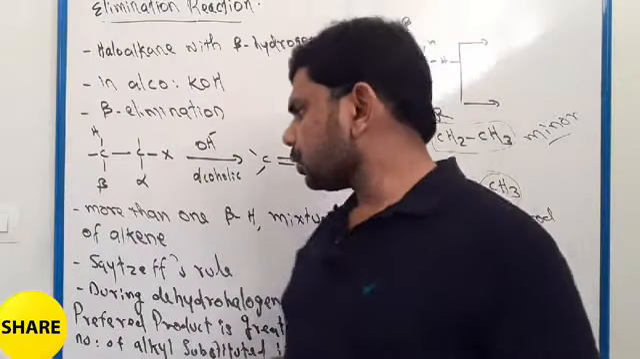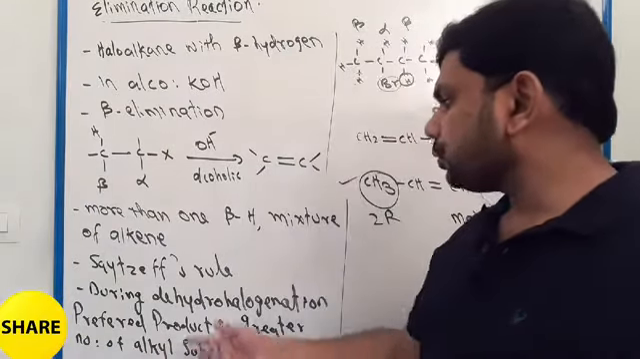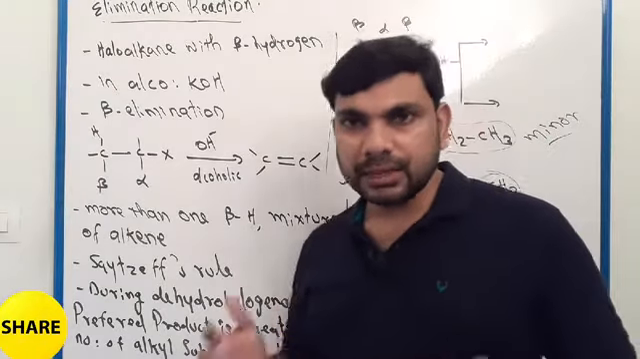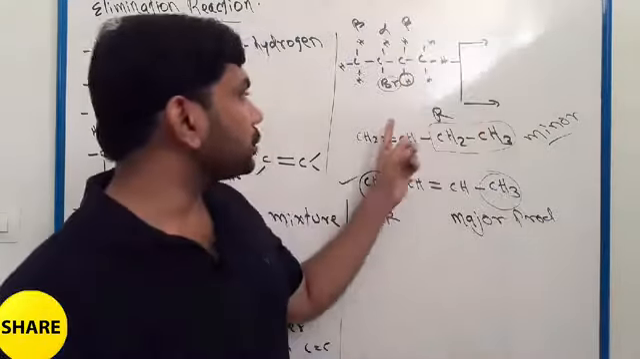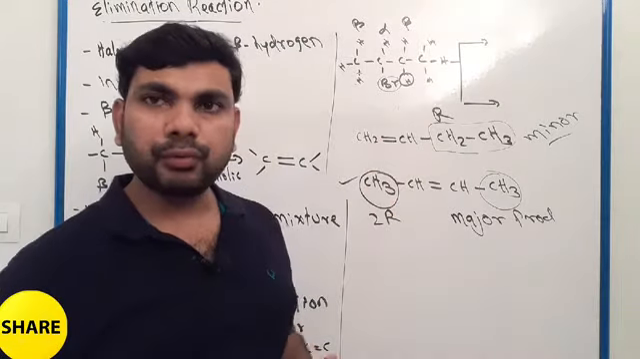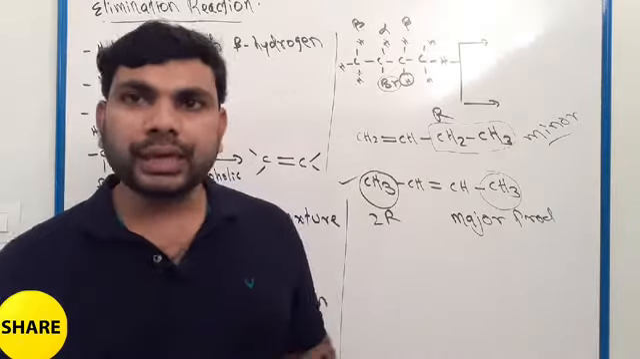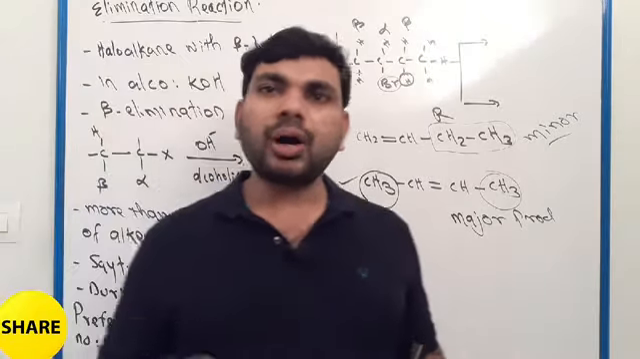So Saytzeff rule says that during dehydrohalogenation, elimination means hydrogen and halogen are removed. So we can say dehydrohalogenation.